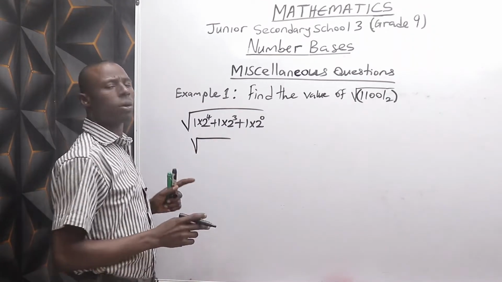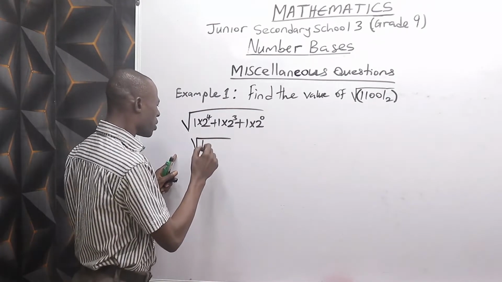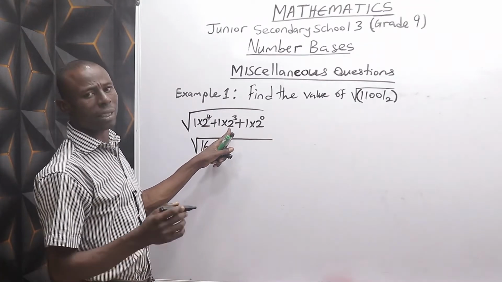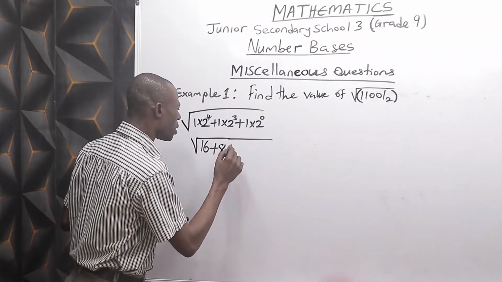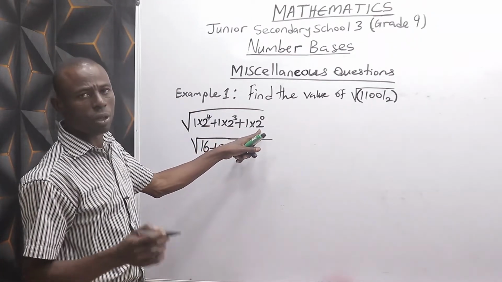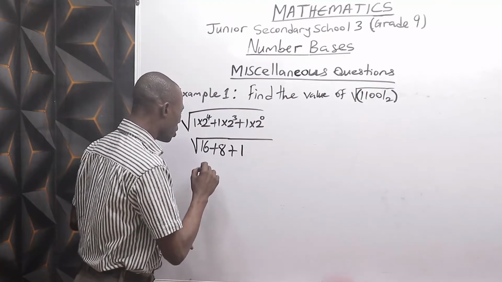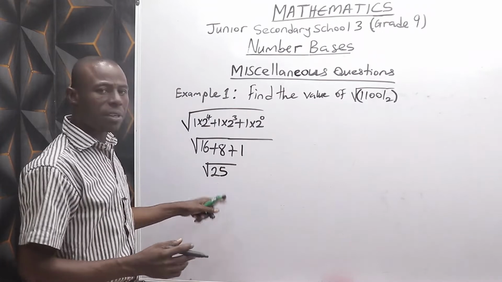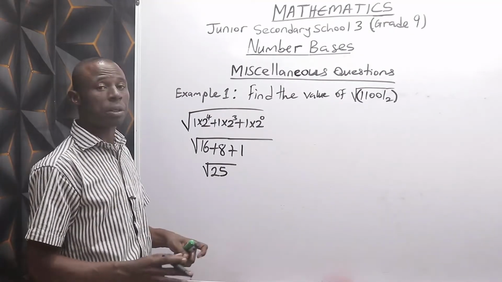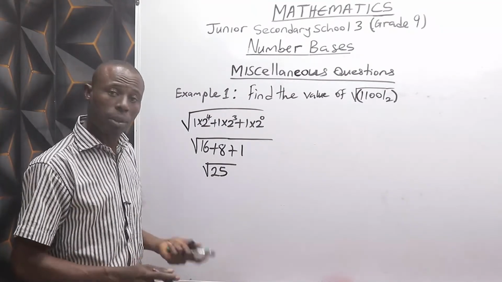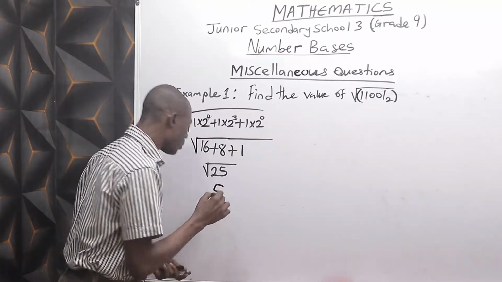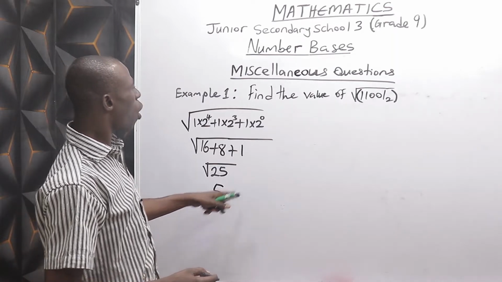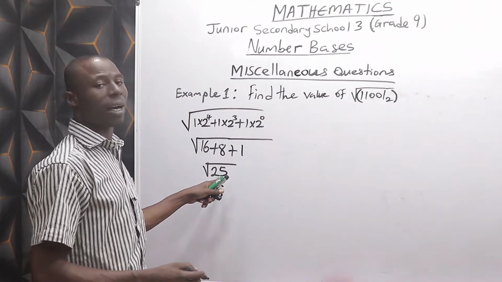2 raised to power 4 is 16. 16 times 1 is 16, plus 2 raised to power 3, that's 8. 8 times 1 is 8, plus 2 raised to power 0 is 1. 1 times 1 is 1. So we have the square root of 25. 25 is in base 10 now as an ordinary number. So what is the square root of 25? Normally, that is 5.